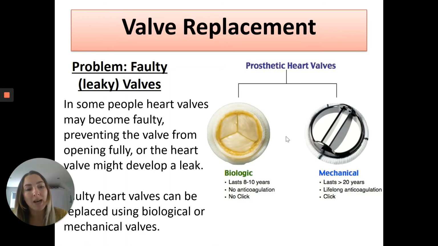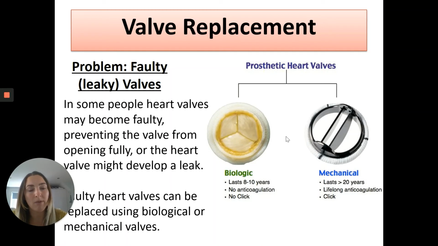The mechanical ones are made from really strong materials, so they're made from titanium and polymers. They can last for up to 20 years. However, you have to take anticoagulation drugs for the rest of your life. This is to prevent the blood from thickening and clotting around that area. And also, when the valve's opening and closing, it can make a click sound.